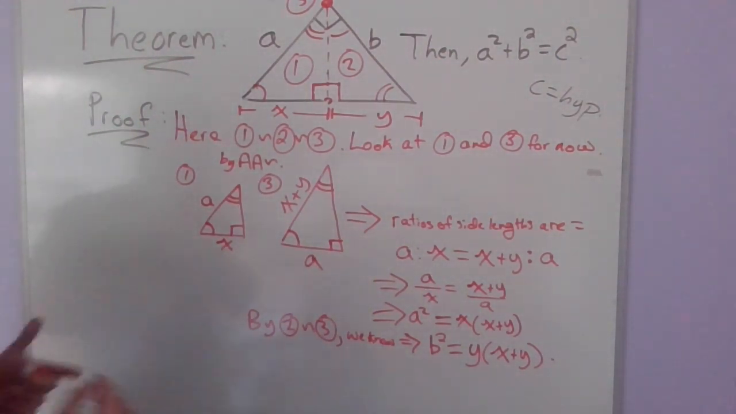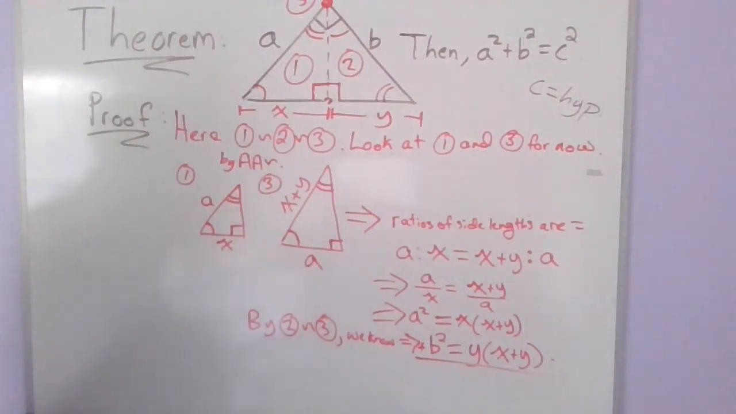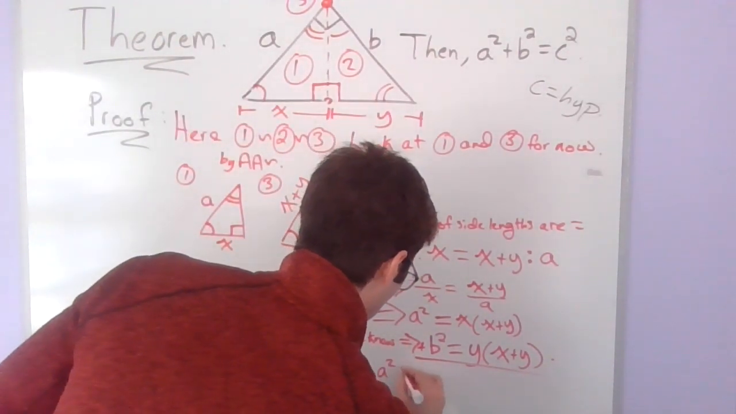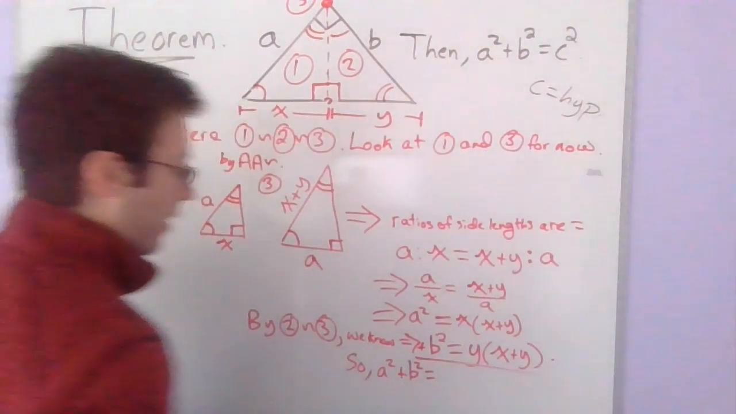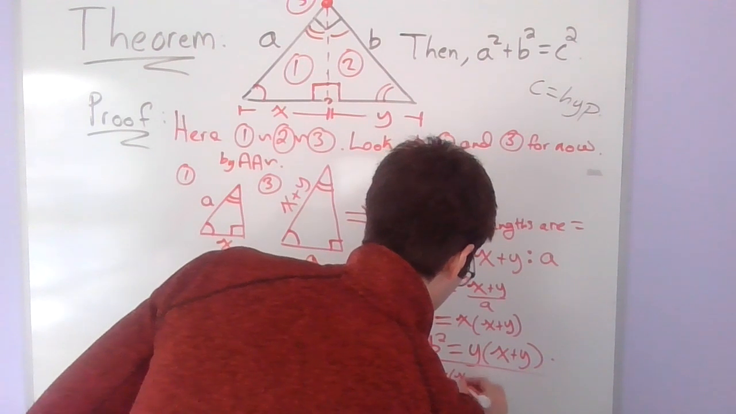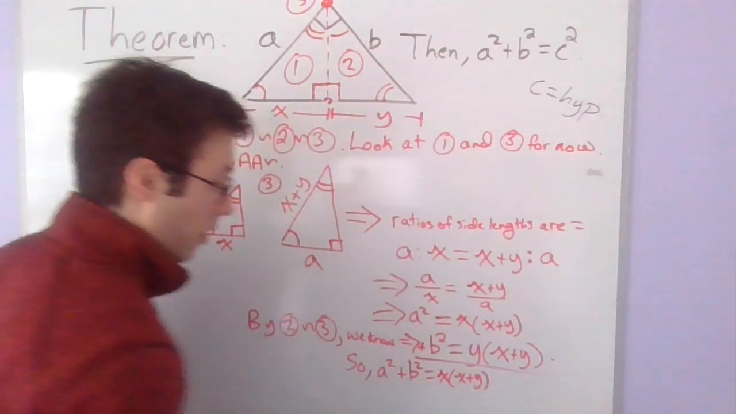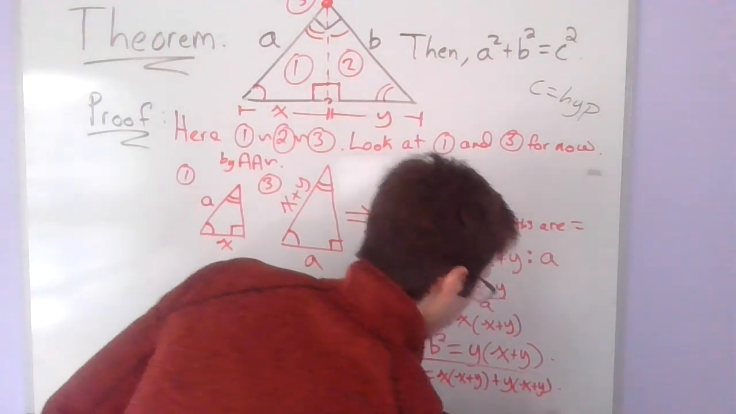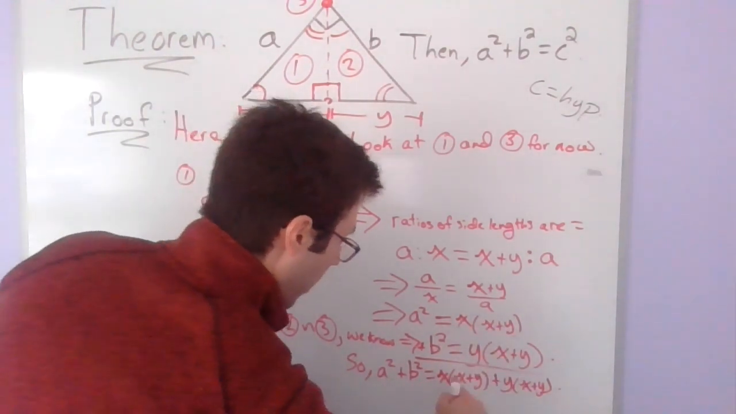Now, what I'm going to do is take this equation and this equation, and add them together. So a squared plus b squared, taking the two left-hand sides, is equal to x times x plus y, plus the right-hand side on the bottom, y times x plus y. Again, I'm just taking this and adding them together.